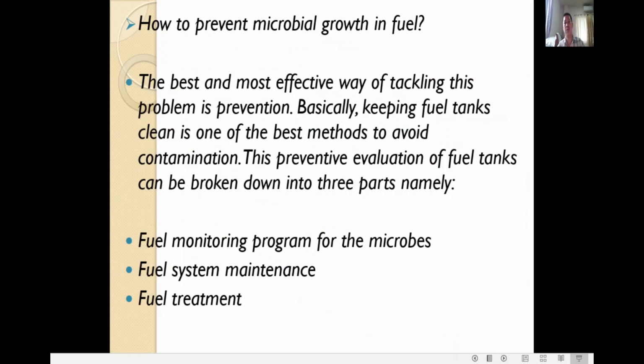We have also here the question: how to prevent microbial growth in fuel? The best and most effective way of tackling this problem is prevention. Basically, keeping fuel tanks clean is one of the best methods to avoid contamination. This preventive approach to fuel tanks can be broken down into three parts, namely a fuel monitoring program for the microbes, fuel system maintenance, and fuel treatment.